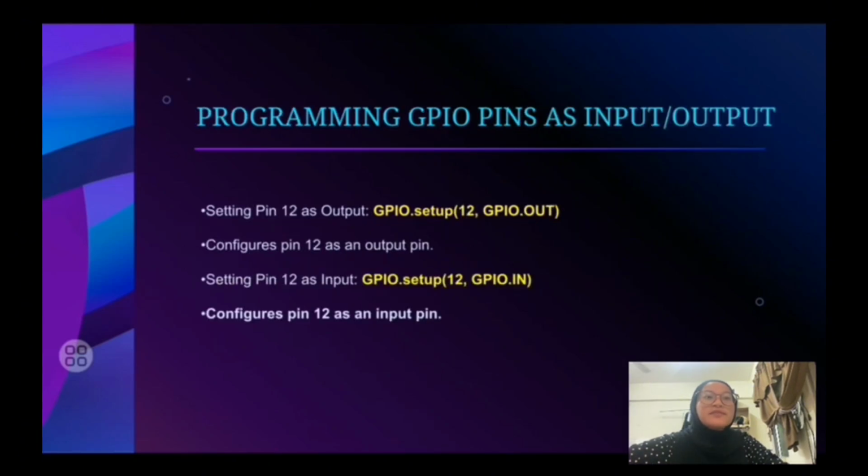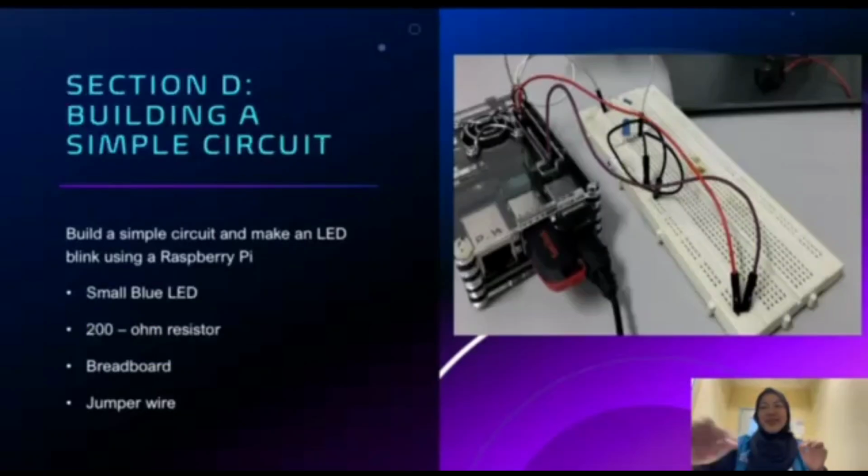Next, programming GPIO pins as input and output. It's basically the same for the two. As you can see, we would like to set pin 12 as the output. So what we need to do is write the code GPIO.setup(12, GPIO.OUT) to configure pin 12 as an output pin. It's the same for input, except we change OUT to IN to configure pin 12 as an input pin.